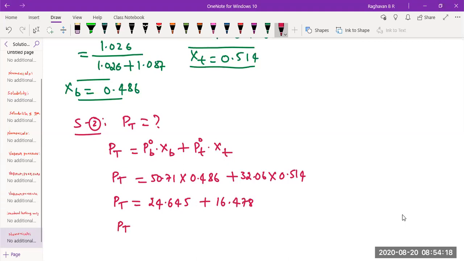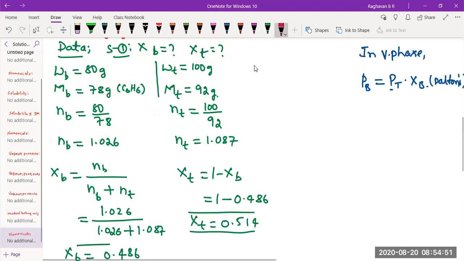Now, total. Come on. Around 41.123. Okay, so millimeter mercury. No problem. Now we'll go with step 3.